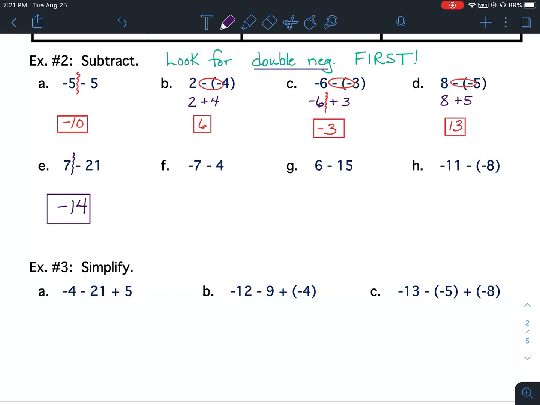For F, I have a -7 and a -4. They are both negative numbers. When the signs are the same, you add. So 7 plus 4 is 11. Add and keep the sign. Since they're negative, my answer will stay negative.